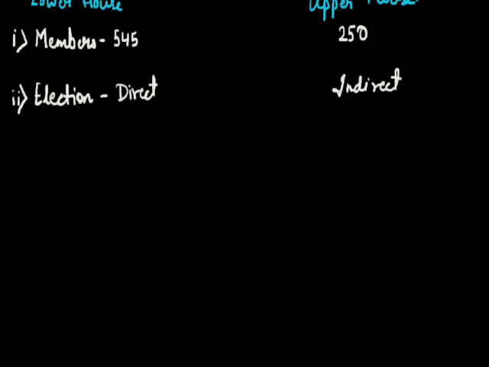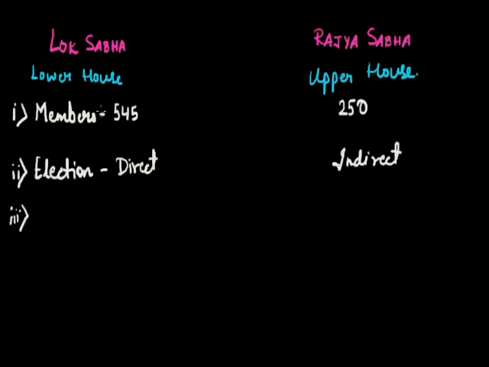Next is the tenure of the members of Lok Sabha and Rajya Sabha. The members of the Lok Sabha are elected for a period of 5 years, whereas the members of Rajya Sabha are elected for a period of 6 years. Now, the tricky thing here is that the members of the Lok Sabha, although elected for a term of 5 years, the term is not fixed.